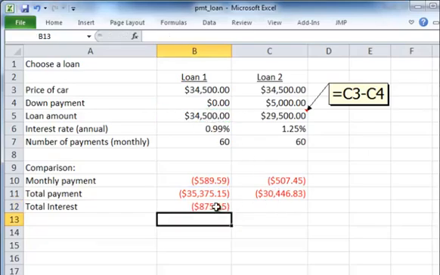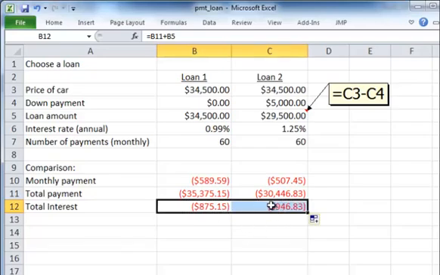So that's the interest paid for the first loan, and you can see between the two, indeed, the first loan gives you a lower amount of total interest, and therefore Emily should choose this loan.